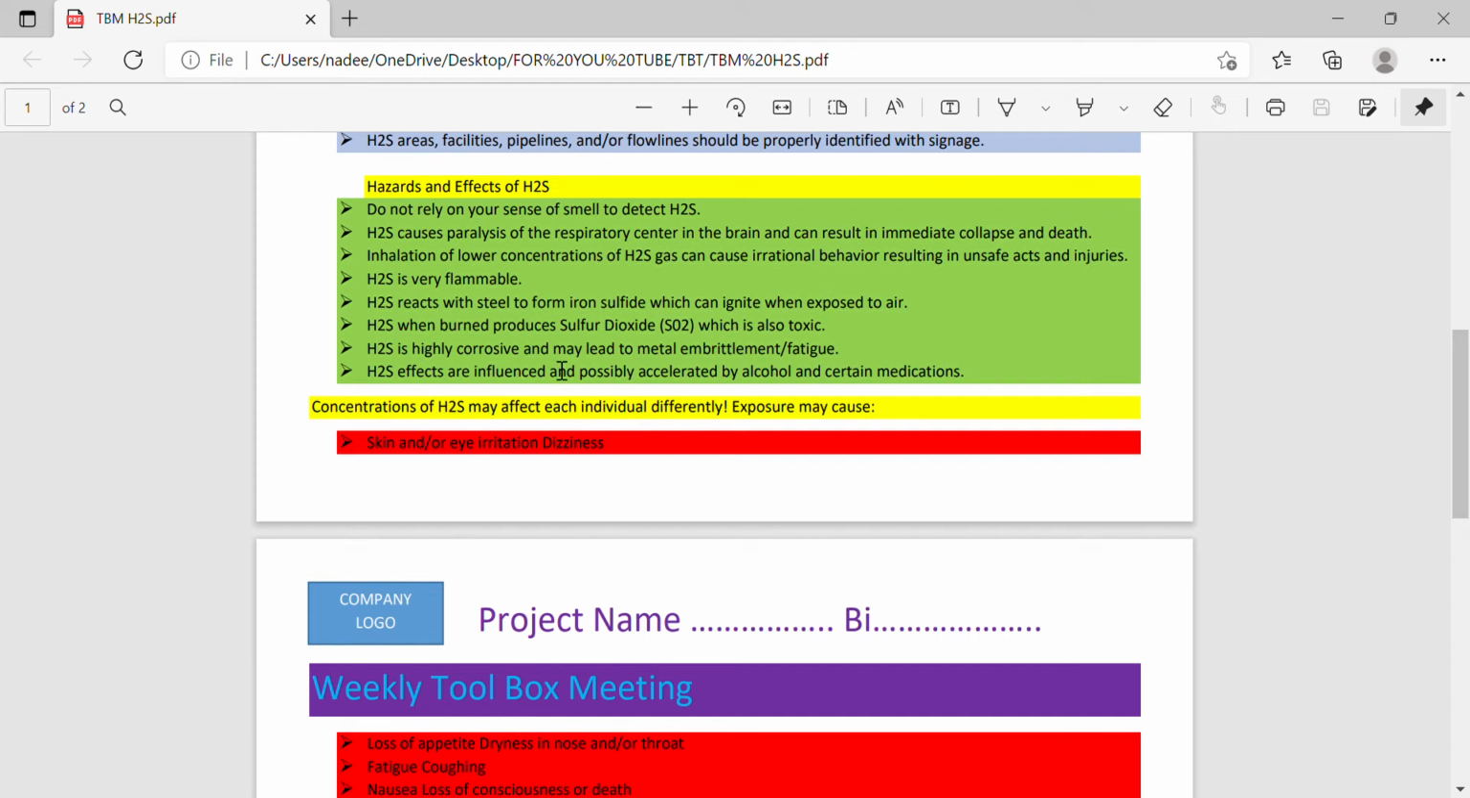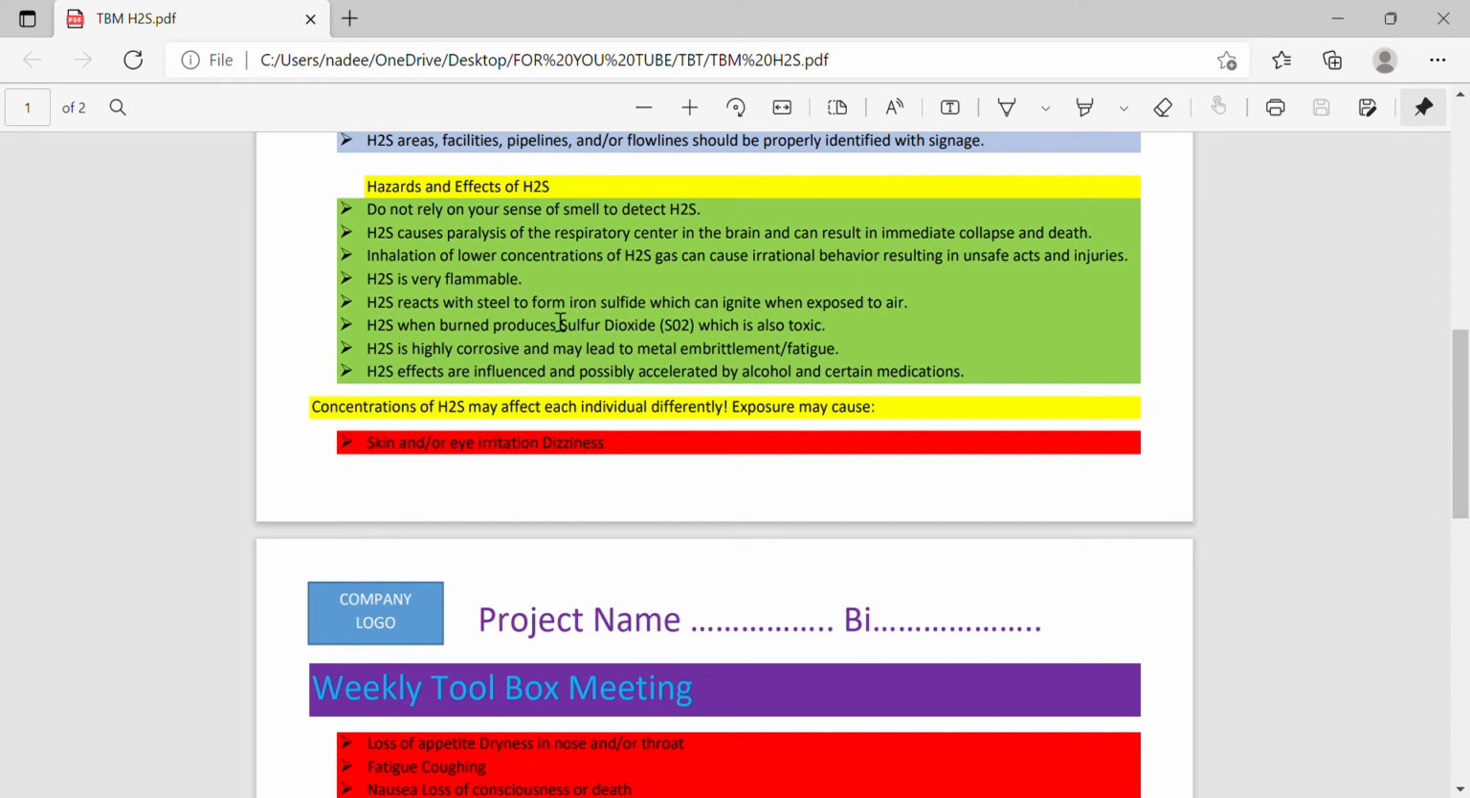H2S reacts with the steel to form iron sulfide, which can ignite when exposed to the air. Okay, so these things are very important here. You can see here it's just one line, but you have to understand what it is. H2S reacts with the steel to form iron sulfide. Iron sulfide is a poisonous gas.